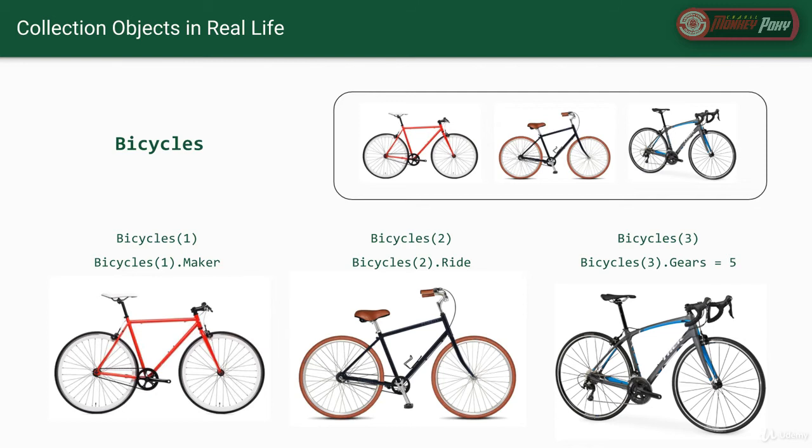Once I'm pulling it out, I'm getting back a bicycle object, singular. That's going to have properties and methods. In this case, a bicycle has a gears property, which can be read and it can also be overwritten. It's not a read-only property. So here I'm setting that gears property equal to 5.